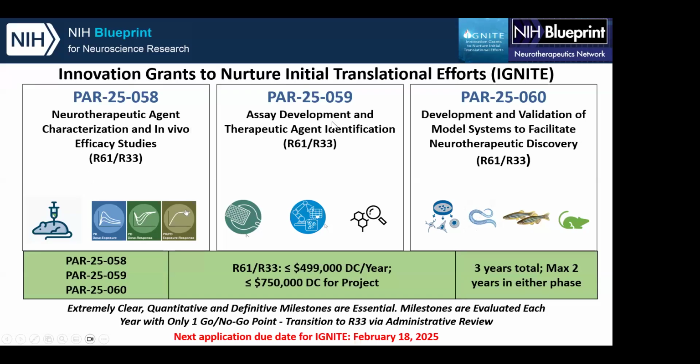Assay development is about developing an assay and running a screen. This one's about developing an animal model that you might need for your program. They're all 3-year maximum. They're all phased awards. They're all milestone driven, but there are grants up to $499 any year, maximum of $750 across all years of the grant. The next application due date for IGNITE is in February.